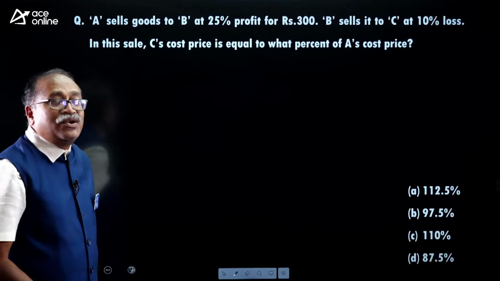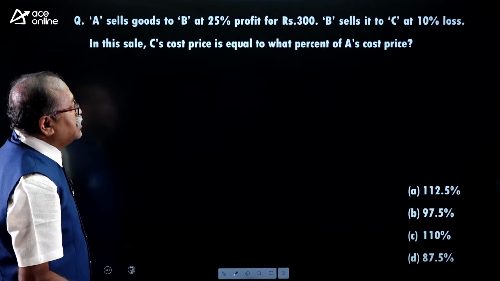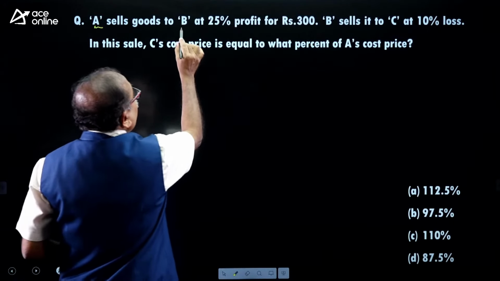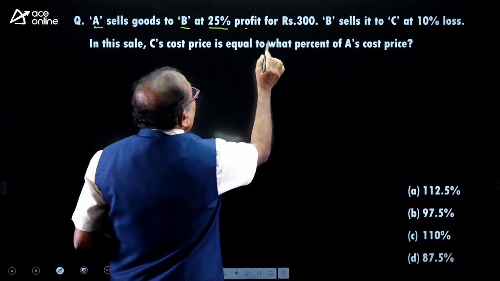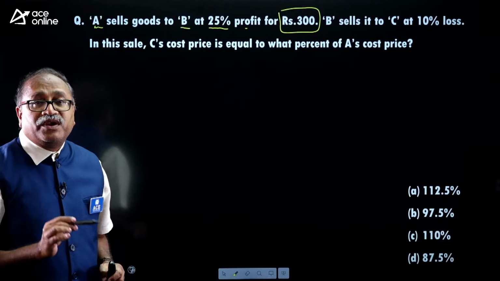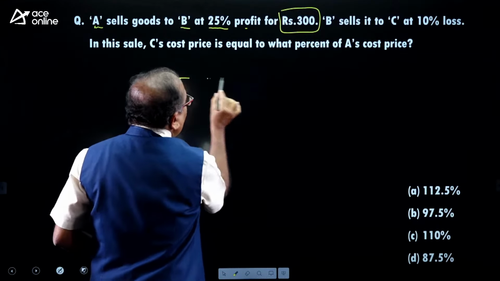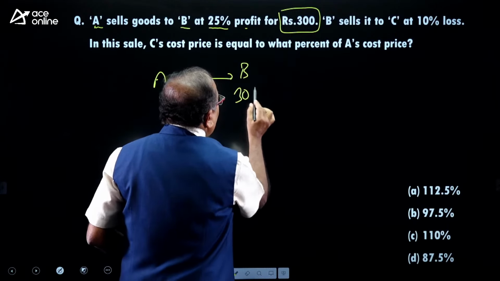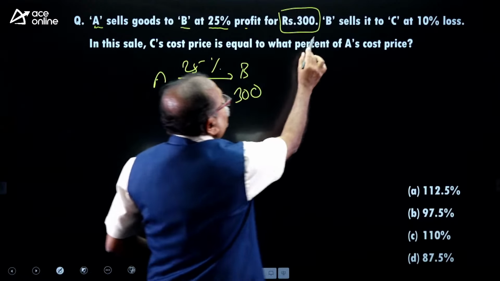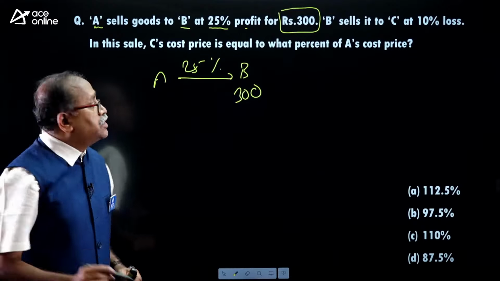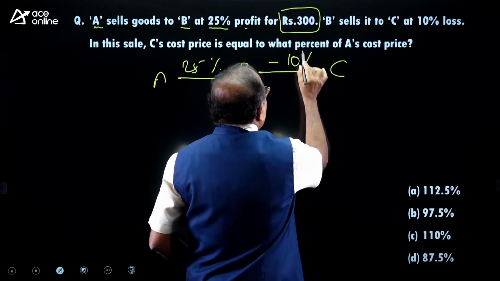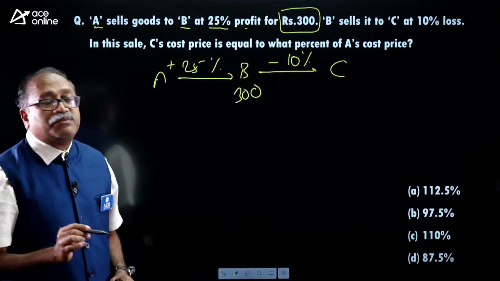Can you answer this question now? Let me see what this question is all about. A sells goods to B at 25% profit for rupees 300. So that means A has sold to B for rupees 300 with a profit of 25%. The next one, B sells it to C at a loss of 10%. So B is selling to C at a loss of minus 10%. Here it is plus 25%, minus 10%.